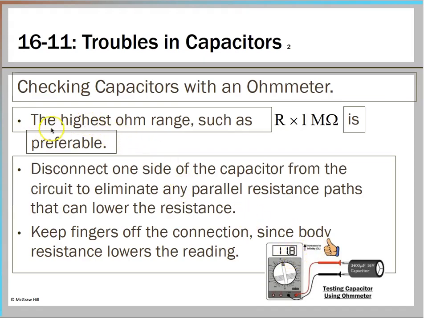And let's read here. The highest ohm range, such as 1 megaohm, is preferable, because we want a higher reading. If it has high resistance, that means the capacitor is working correctly. Its dielectric doesn't have any leaks. Now let's read these two points. Disconnect one side of the capacitor from the circuit to eliminate any parallel resistance path that can lower the resistance. Keep fingers off the connection, since body resistance lowers the reading. This is an important point when you are measuring the capacitor value.